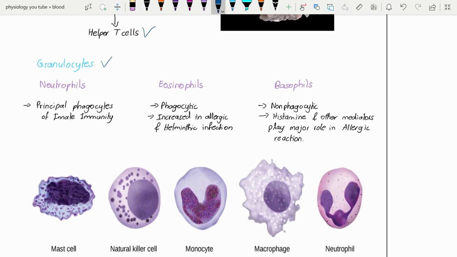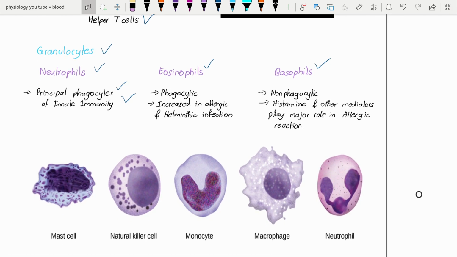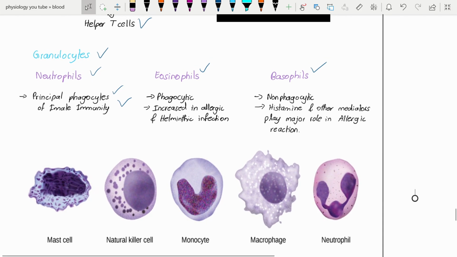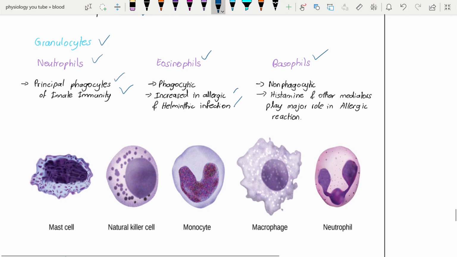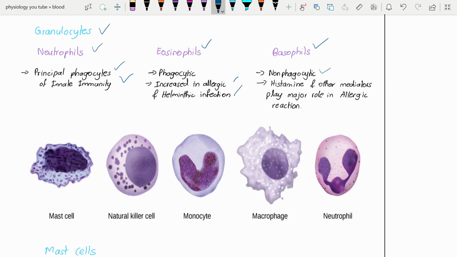Granulocytes are of three types: neutrophils, eosinophils, and basophils. Neutrophils are the principal phagocytes of the innate immunity. Eosinophils are phagocytic, and usually they are increased in allergic and helminthic infections. Basophils are non-phagocytic in nature, and they release histamine and some other mediators that play an important role in allergic reactions.